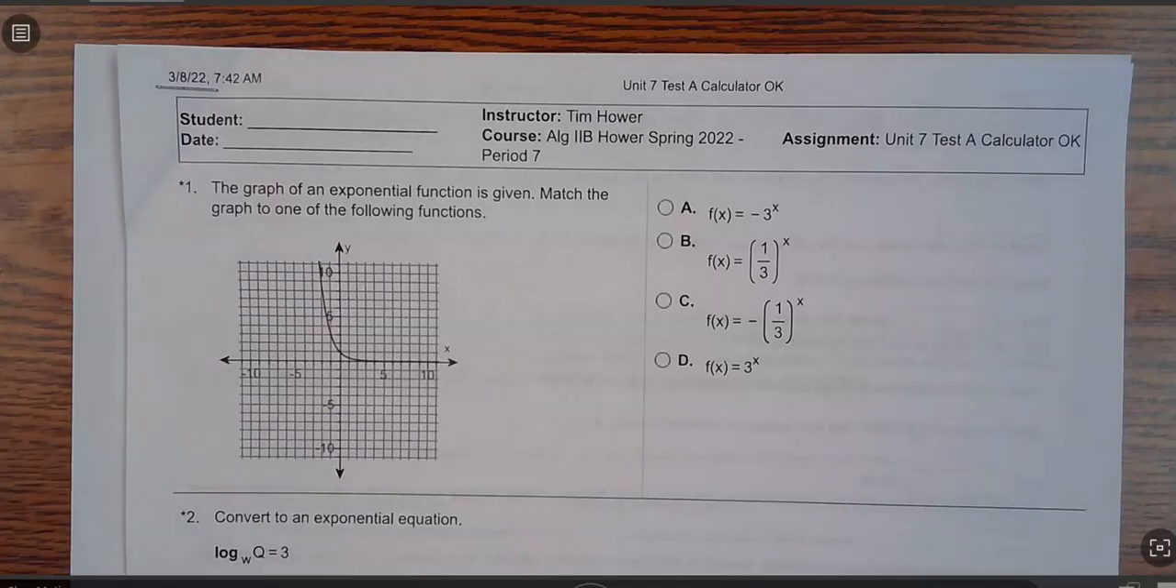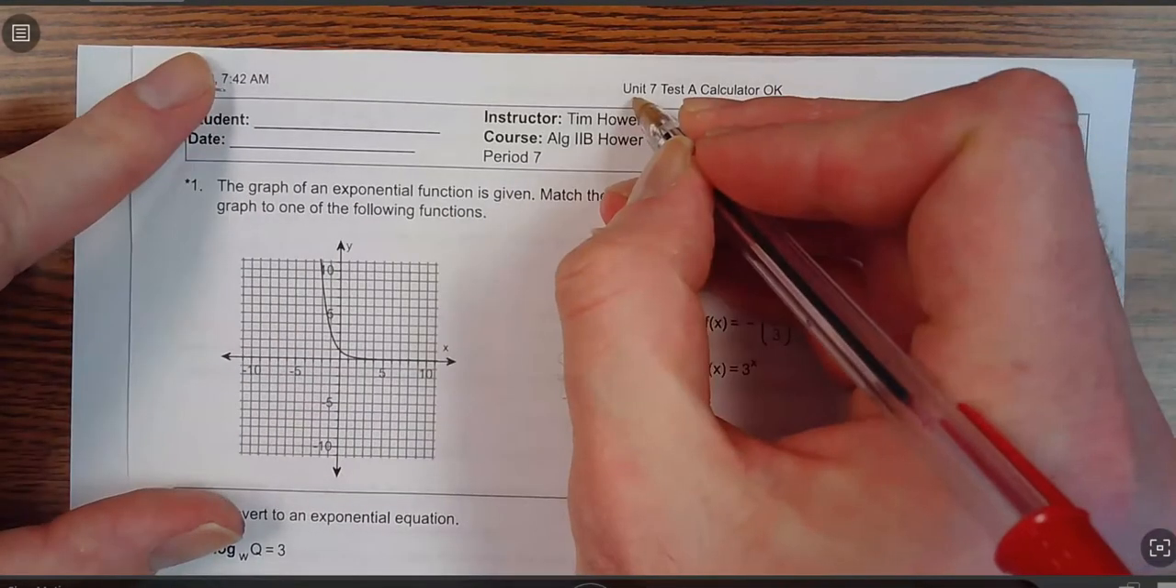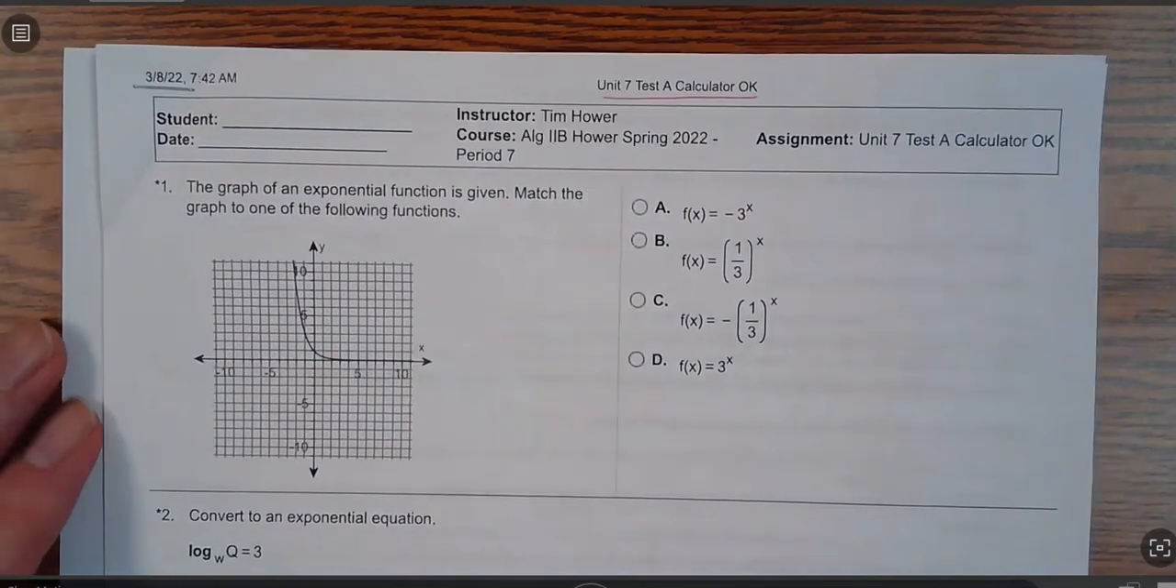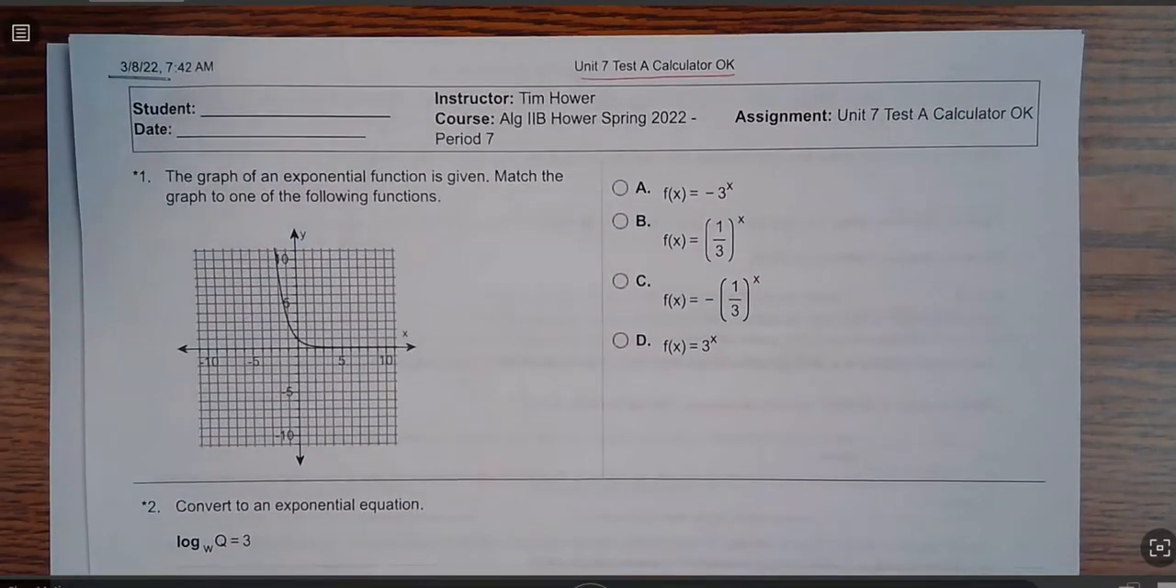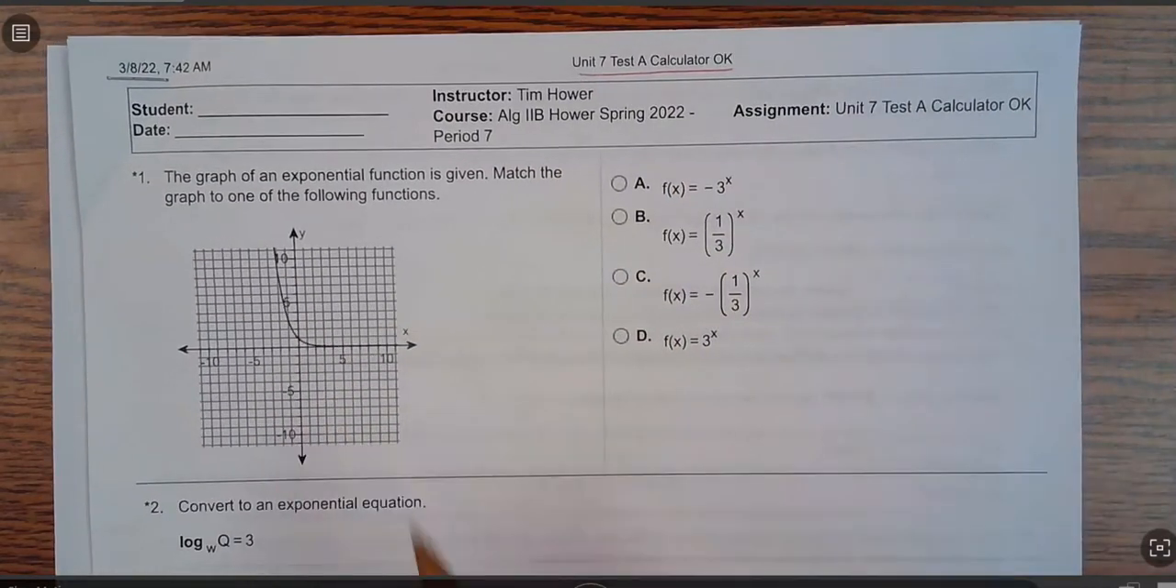Okay, now here is the calculator portion. So Unit 7, ChA calculator portion. We give you a graph and we say match it to the correct function. So which one of these functions equals this?